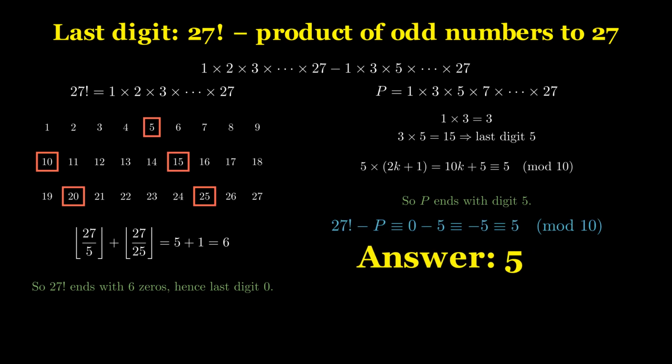Finally, subtract. The last digit of 27 factorial is 0. Minus the last digit 5 gives minus 5, which is congruent to 5 modulo 10. So the resulting last digit is 5.